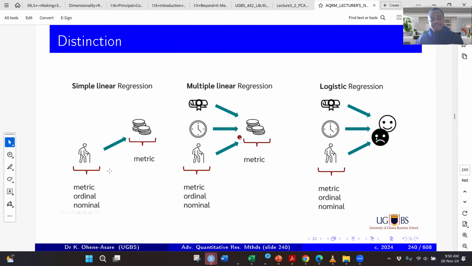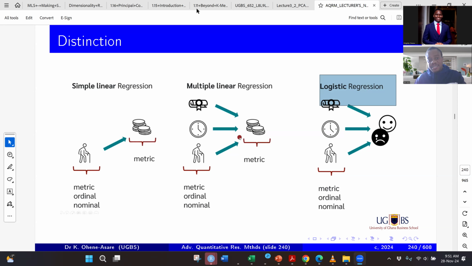So let's begin. Here you have on your screen simple regression, multiple regression, and then you have one of the limited dependent variable regressions, which is known as logistic. Guys, apart from logistic, do you know any other limited dependent variable regression? Who does? Apart from logistic, Kingsley. Probabilistic.